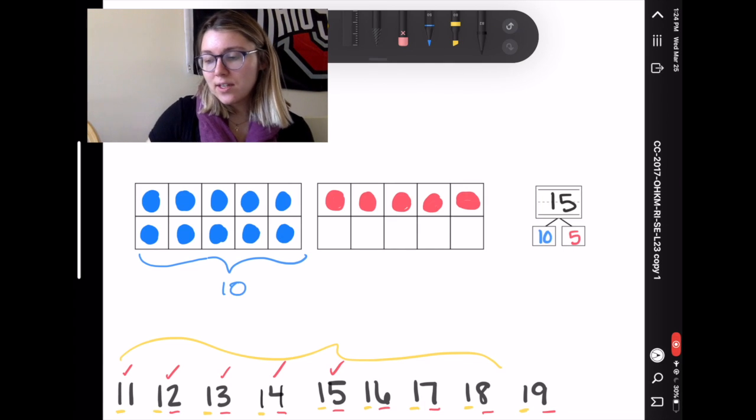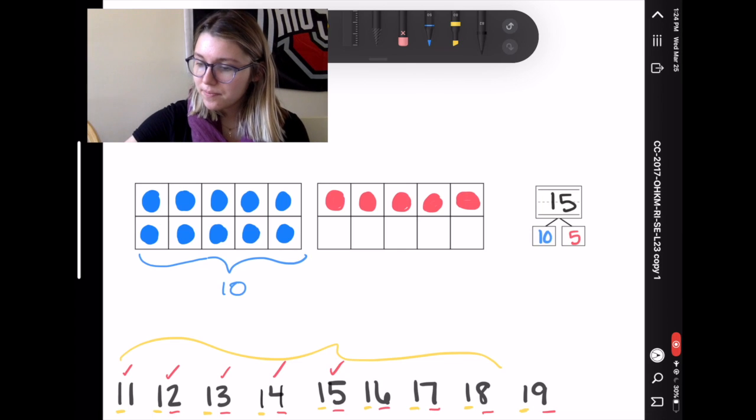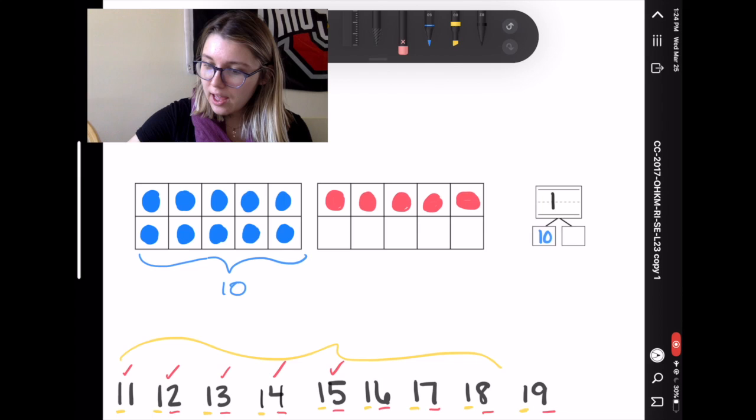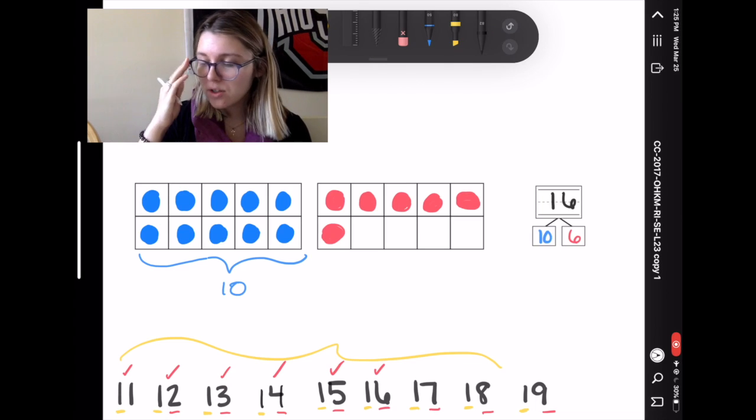15, because 15 is made up of 10 and 5 extra. All right, you can go ahead and take that away. And let's go ahead and add another dot. So I have 10 and how many extra dots? 6. That gives me 16. And I can write the 16 at the top because it's the total.